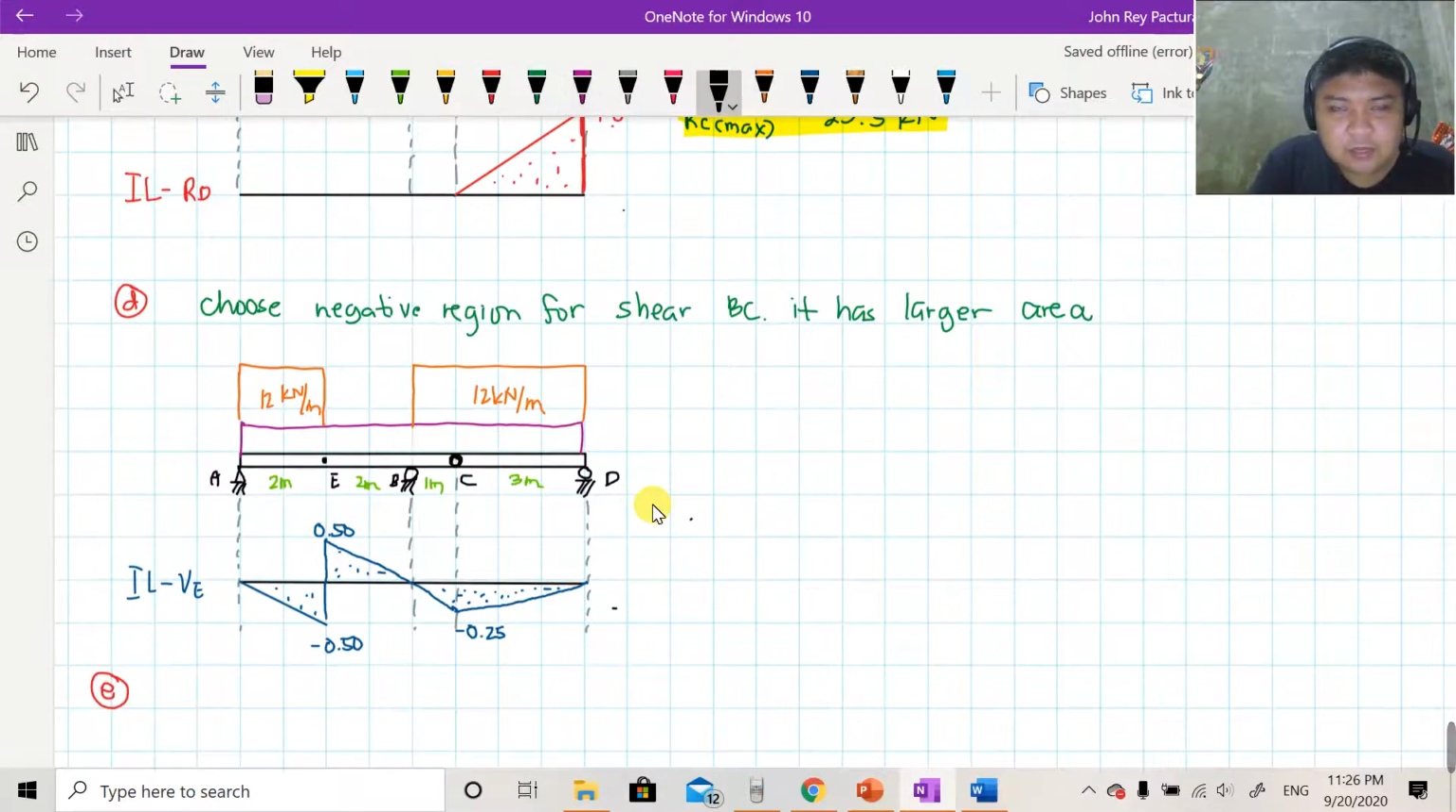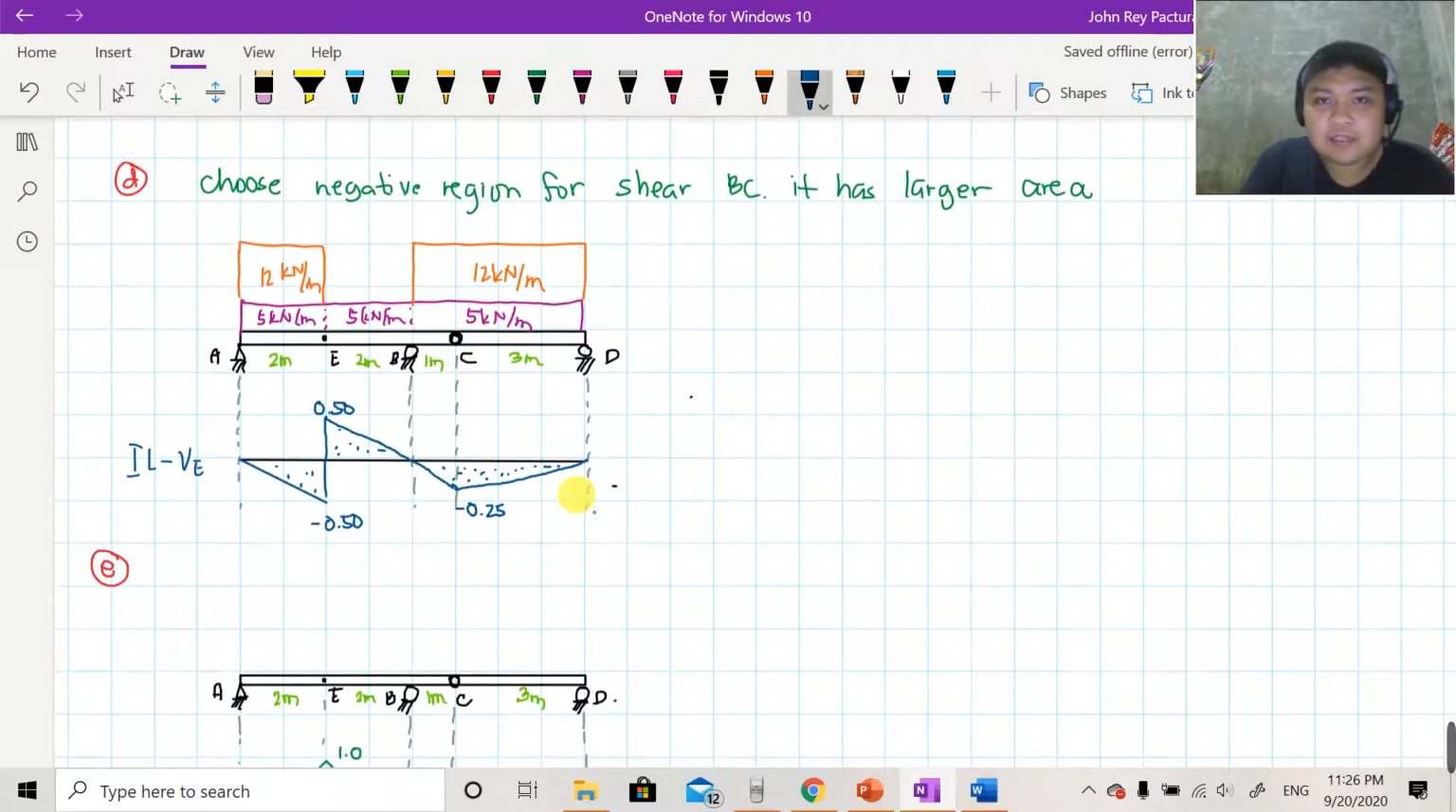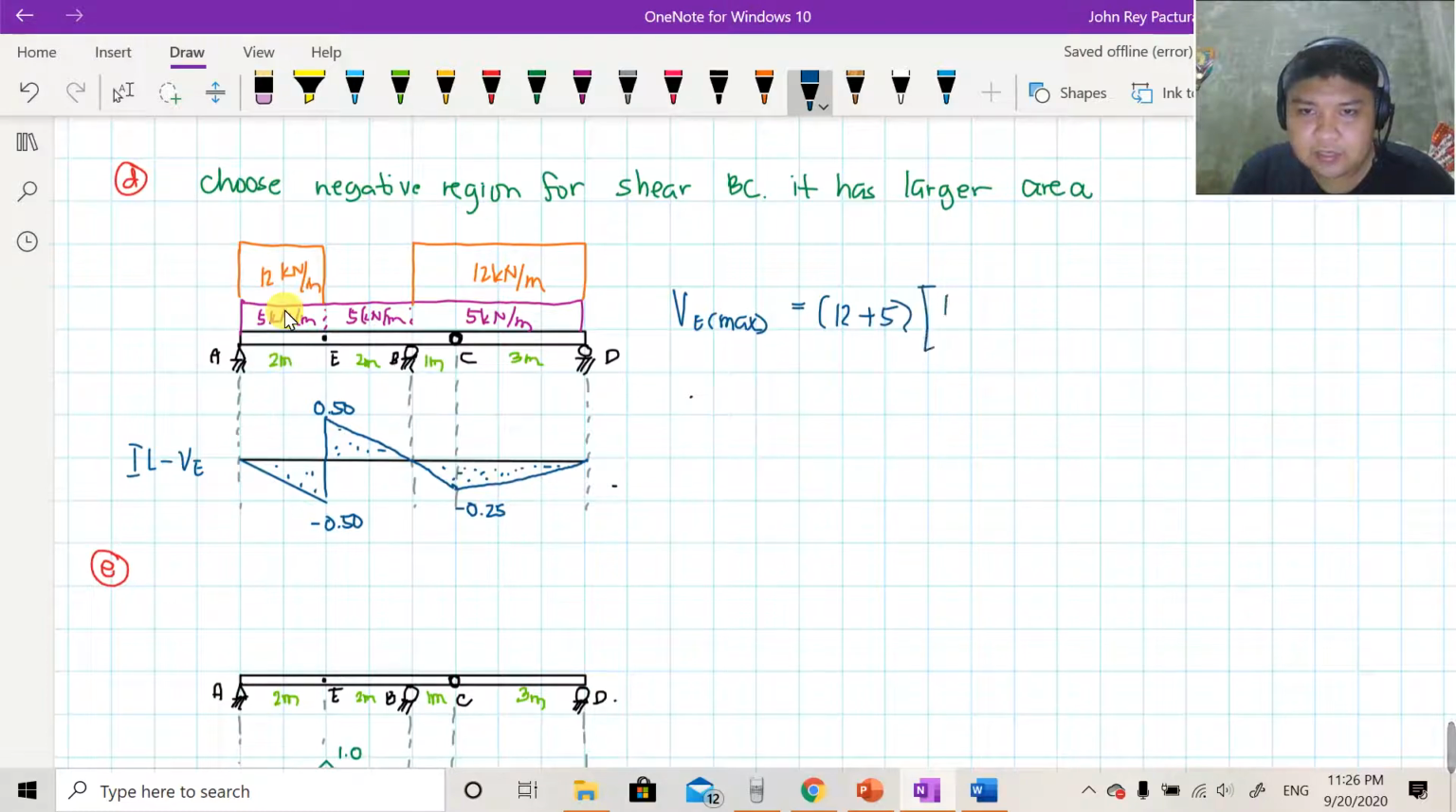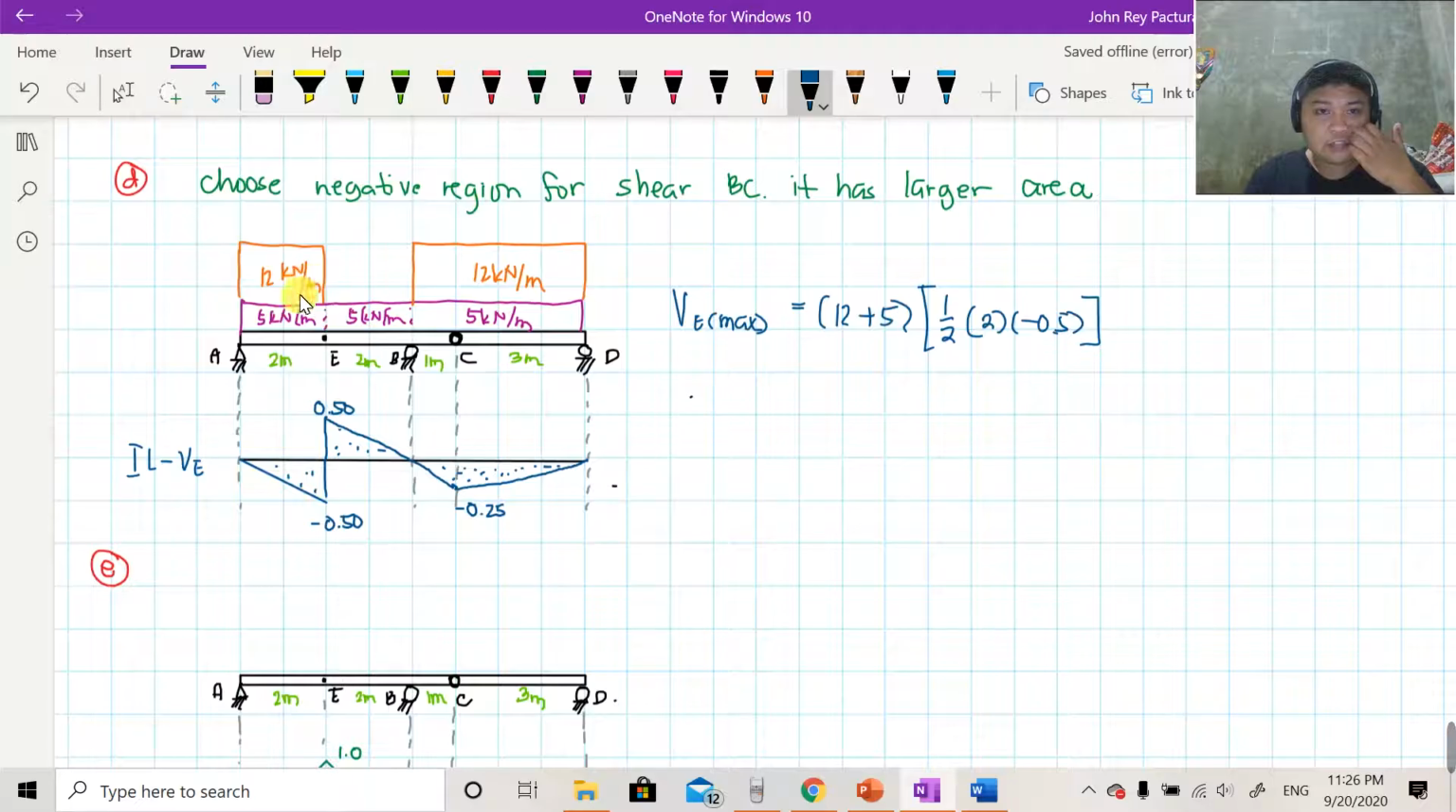Again, putulin na lang natin dito. So this is 5 kilonewton per meter, 5 kilonewton per meter, and 5 kilonewton per meter. The analysis will be the same. Sige, computein na lang natin yan. Therefore, the maximum V at E: unahin ko muna, class, itong unang span. Ang mangyayari is 12 plus 5, and kapag inadd natin yon, the area is 1/2 of 2 tapos negative 0.5. I am referring, class, to this one, kasi yun yung counterpart niya na span.